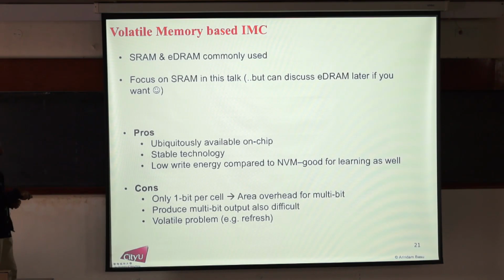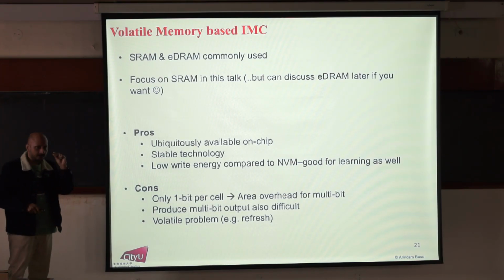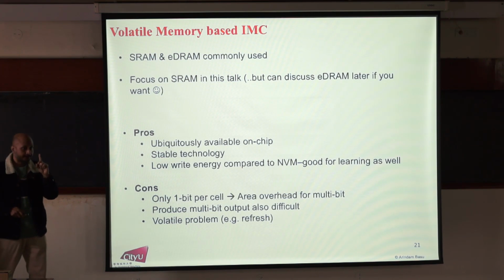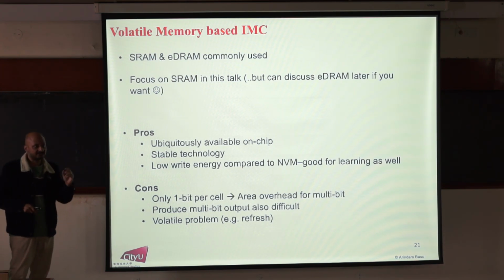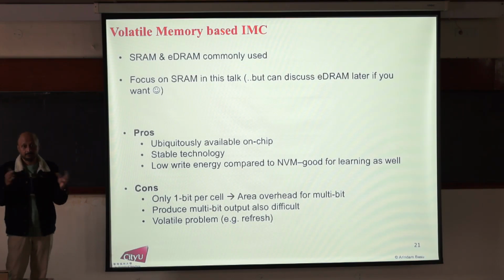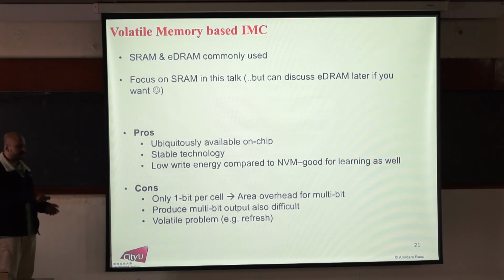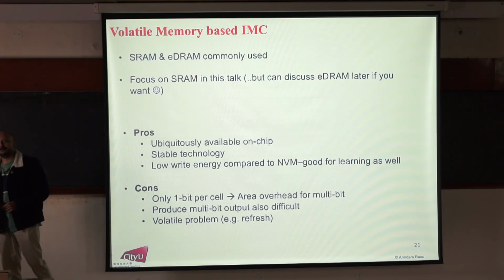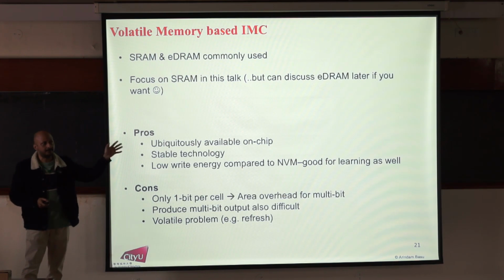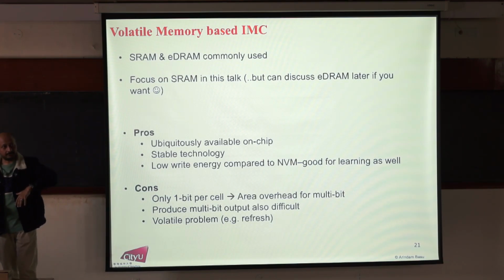Flip side, negatives: only 1 bit per cell. Generally one SRAM, 6 transistors, stores 1 bit. I was talking about RRAMs or flash, where each cell can ideally store an analog value, many bits. So there is, of course, an area overhead if you're trying to do multi-bit weights using SRAMs. You have to combine many memory cells together, and producing the multi-bit output from this combination is also non-trivial. And lastly, of course, it's volatile by definition. So if you are putting it in an IoT device where there can be power fluctuations and the SRAM data gets corrupted, you have to rewrite the entire weight into your device again.